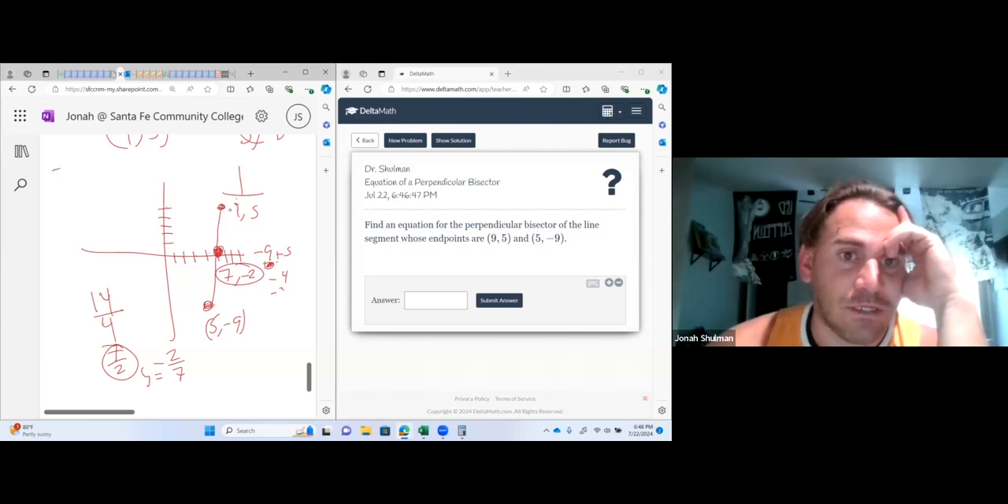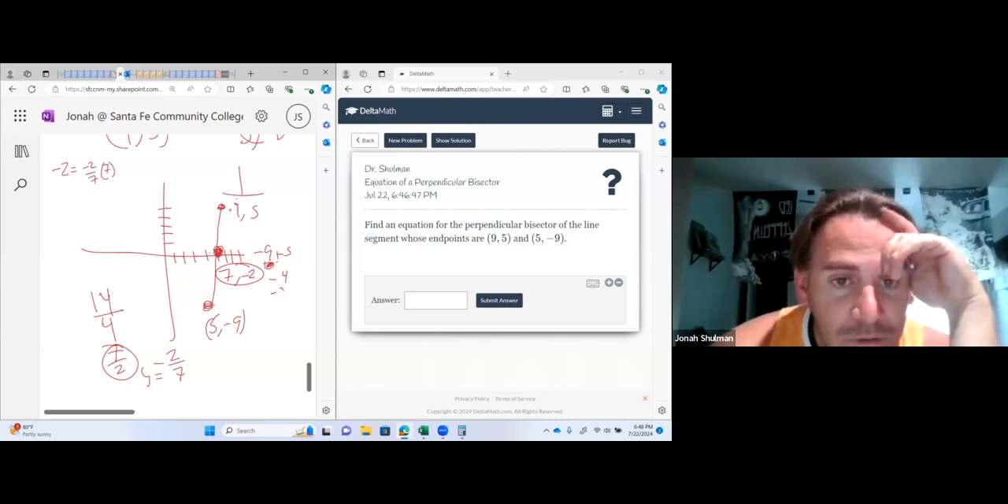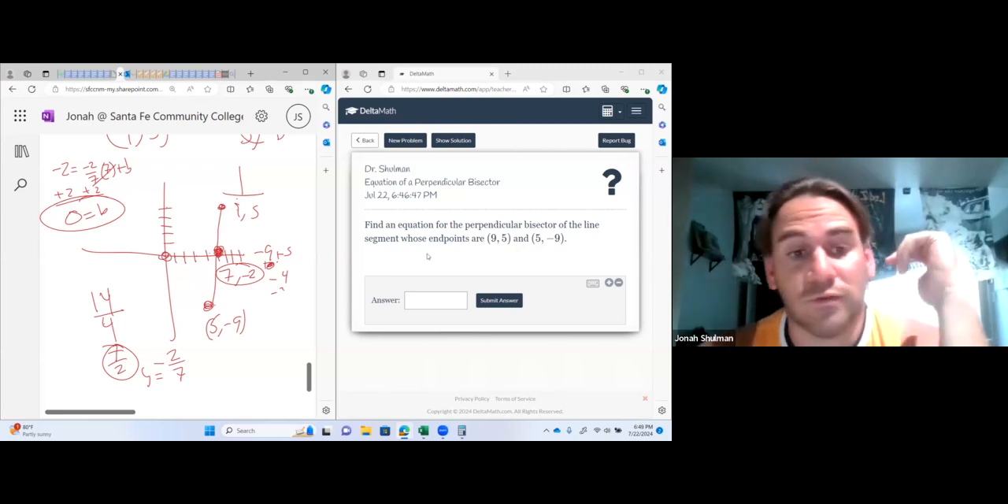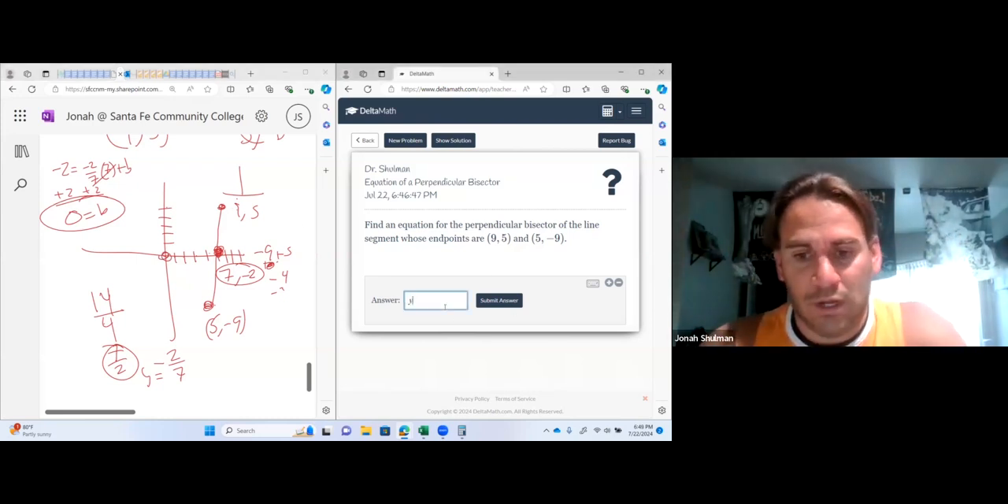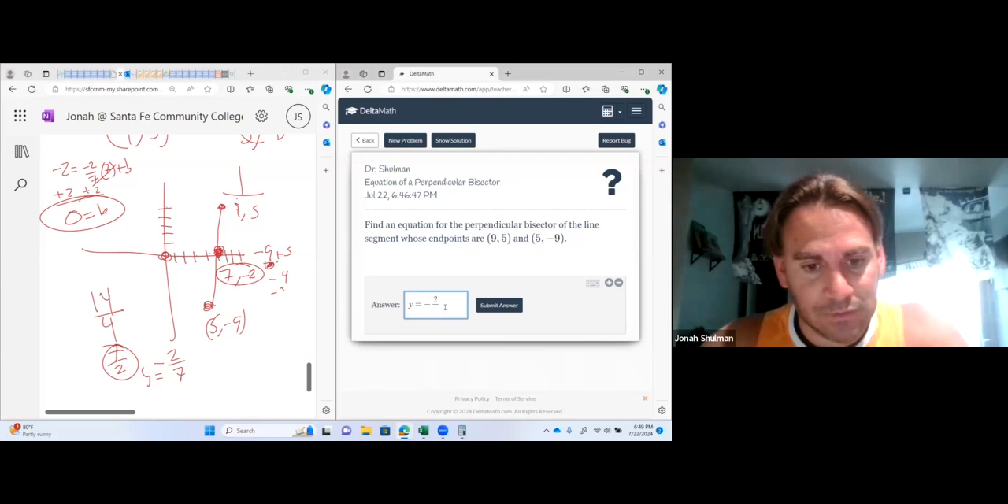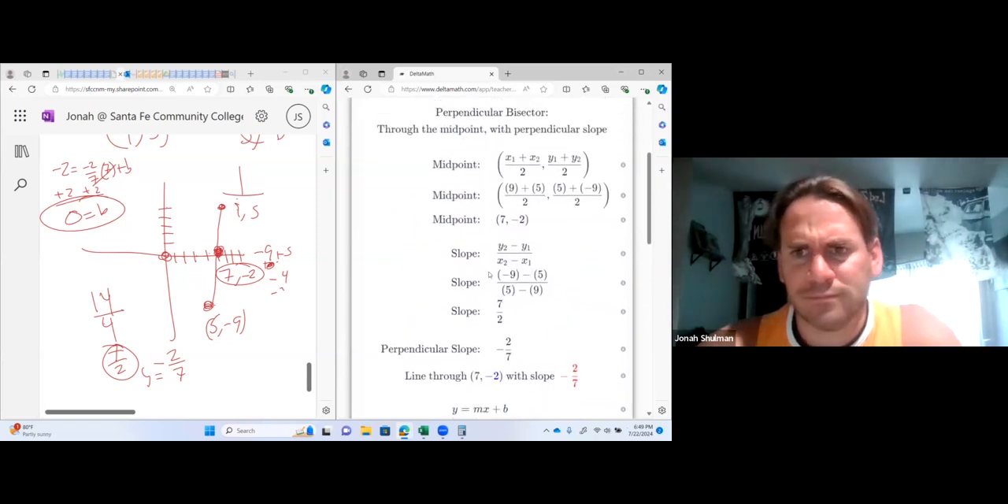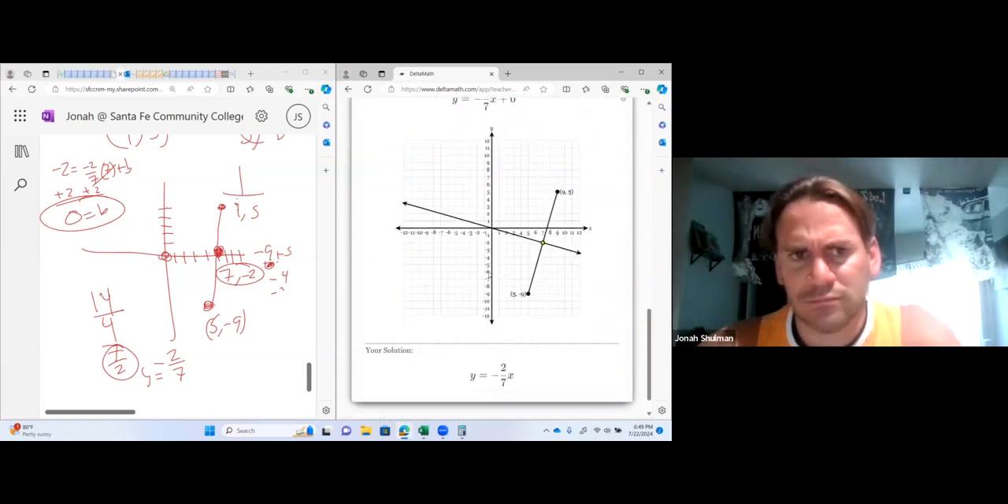So -2 equals -2/7 times 7 plus b. These cancel. So we just add 2 to both sides. 0 equals b. Really? It hits at 0? That's wild. Y equals -2/7 x. That one was crazy. It was hard. It required a lot of thinking. The picture was off, but I still got it.